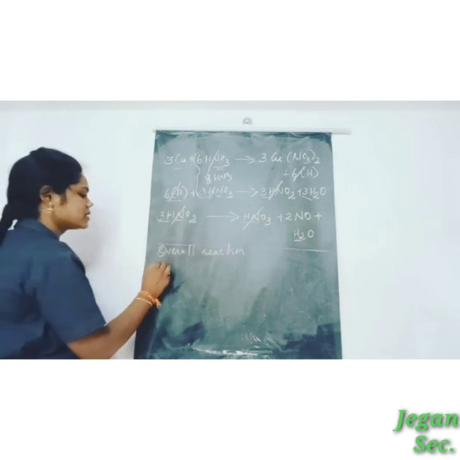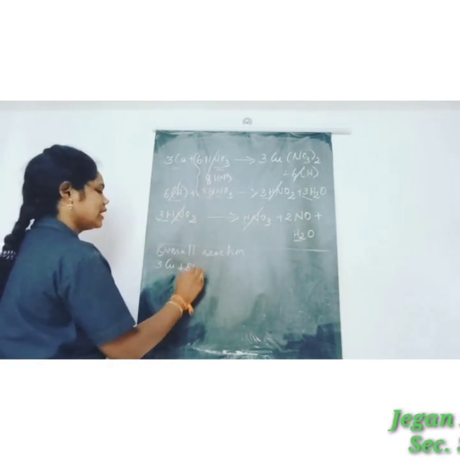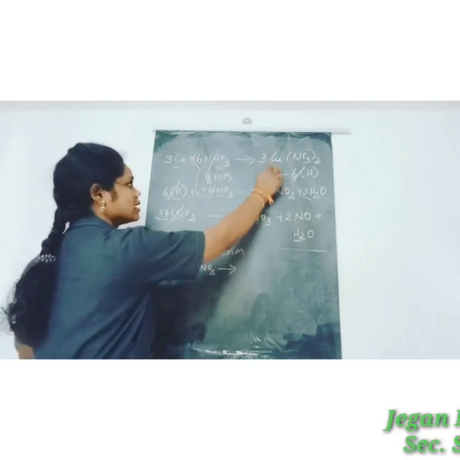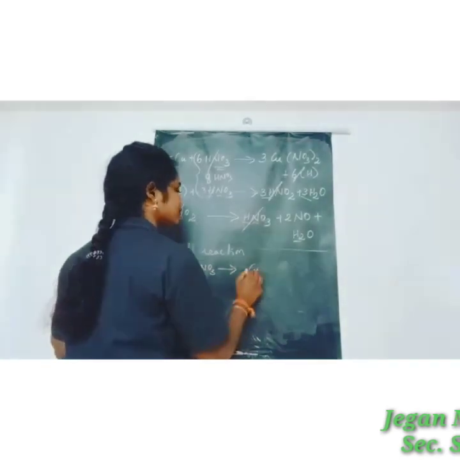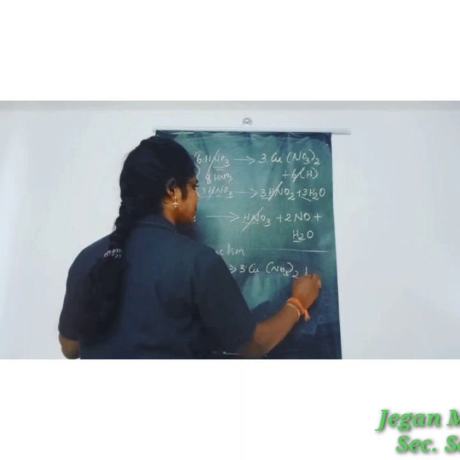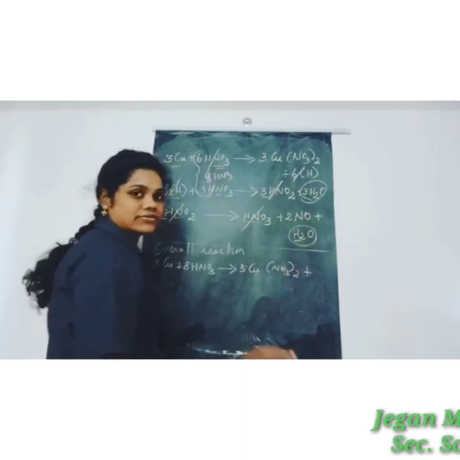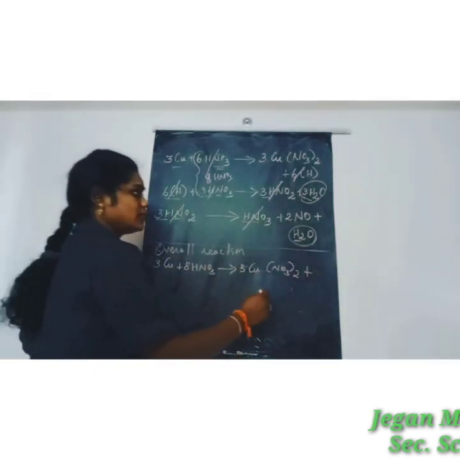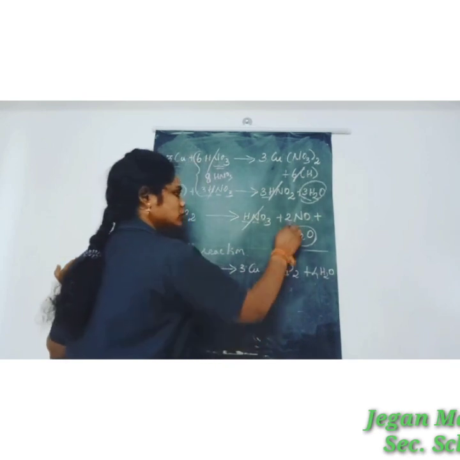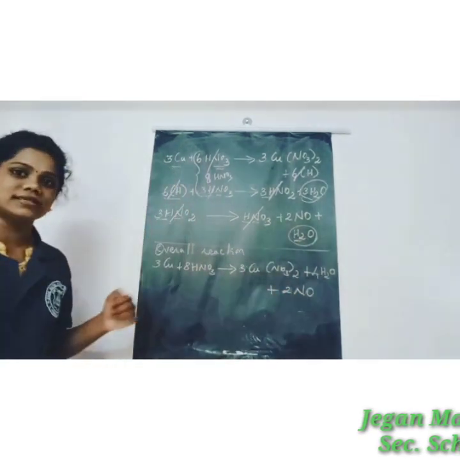So here 3 times of copper plus 8 times of HNO3 gives 3 times of copper nitrate, Cu(NO3)2, plus 3 times of H2O plus H2O, so totally 4 times of H2O. So plus 4 times of H2O plus 2 times of NO. So this is the balanced equation.